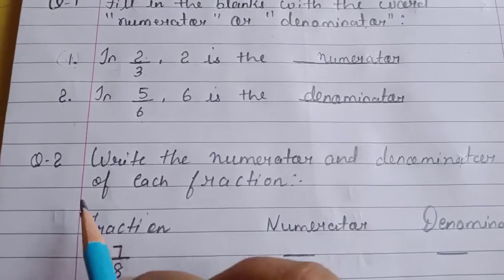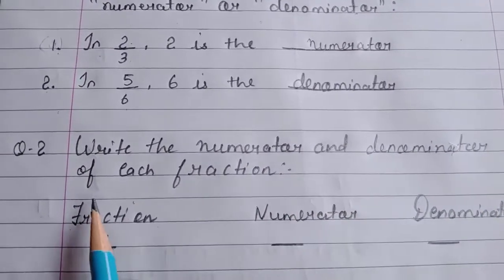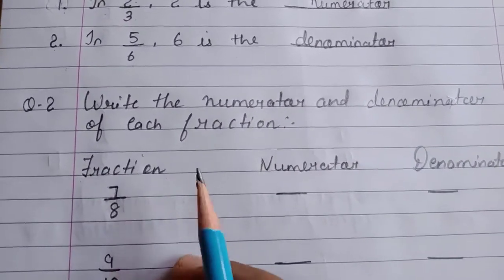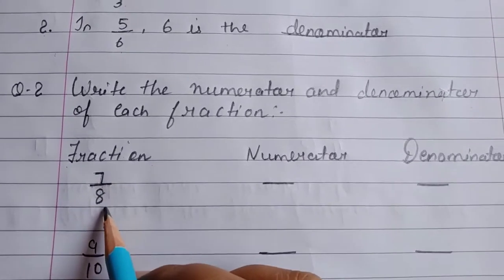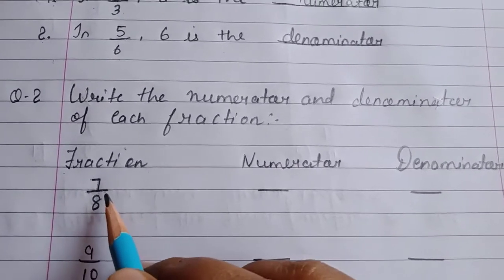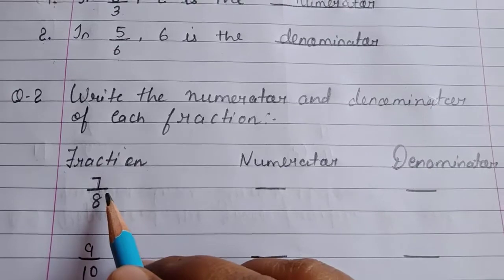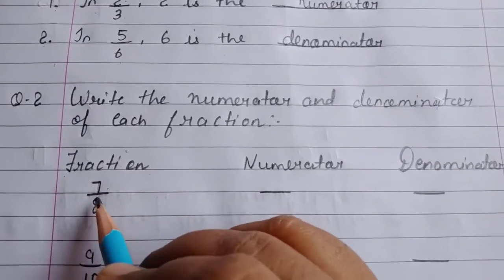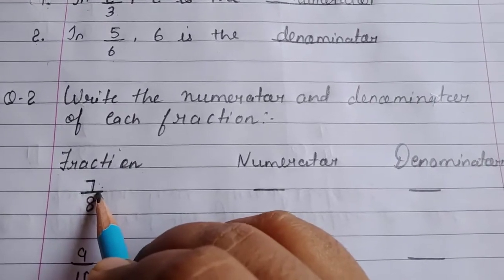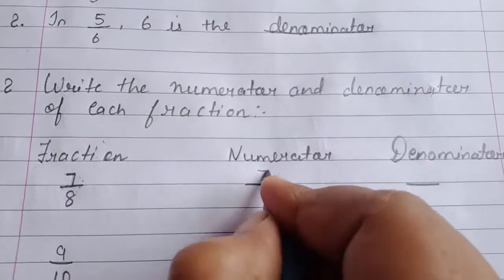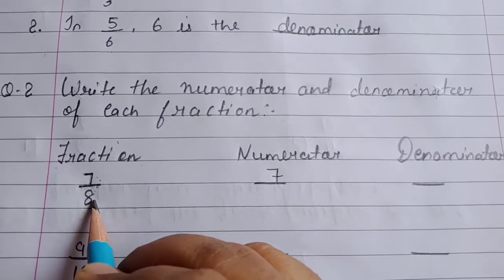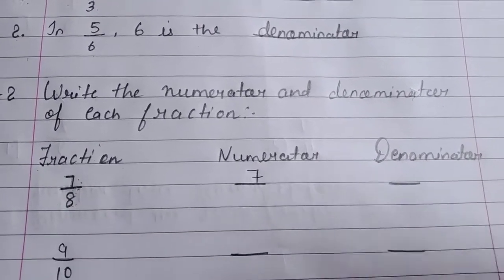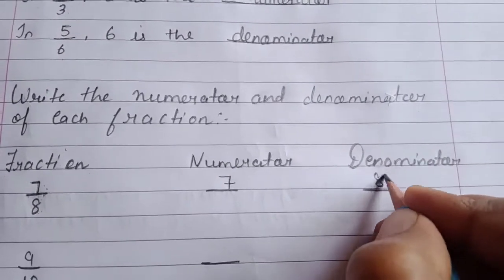Now question number 2, write the numerator and denominator of each fraction. So fractions are given here, 7 upon 8. So we have to identify which number is numerator and which number is denominator. So 7 is a numerator, 7 is above the bar. So we will write in numerator 7. Then 8 is below the bar, so it is a denominator. So we will write in denominator 8.